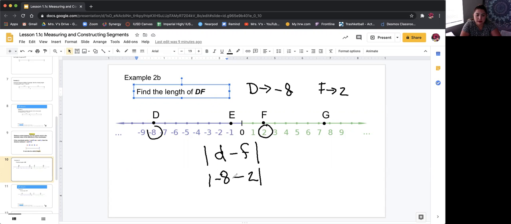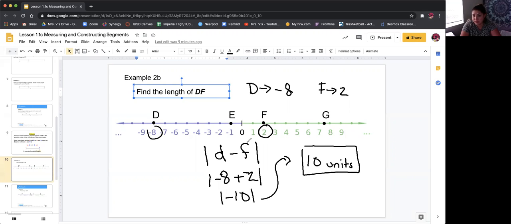So I'm going to go ahead and simplify what's inside my absolute value. I have -8 minus 2. I'm going to go ahead and do my additive inverse here. And now I have -8 plus -2, which gives me -10. So the absolute value of -10. So what is that? I need to take the opposite sign of whatever comes out of here. If it's negative, it's always going to be positive. I now have 10. And I'm going to go ahead and write units.